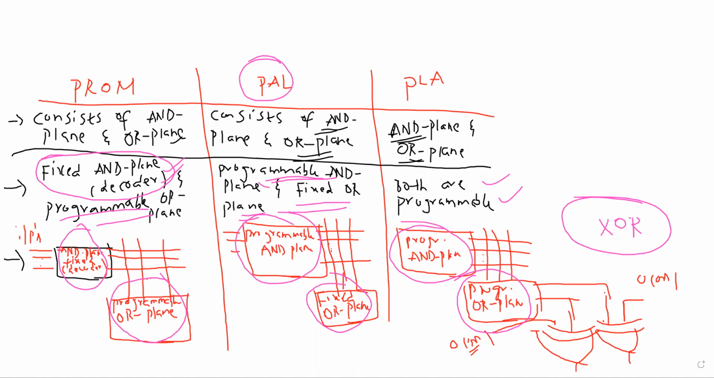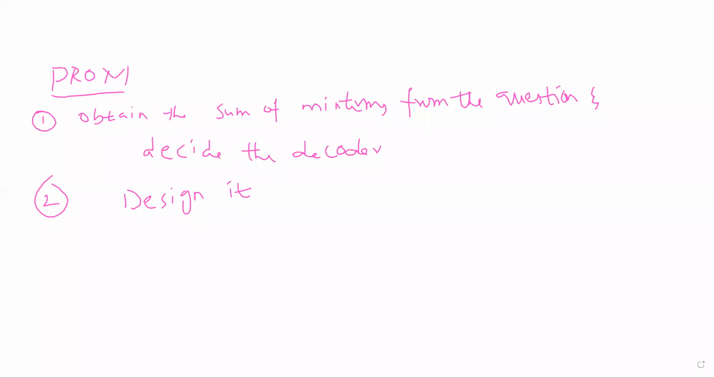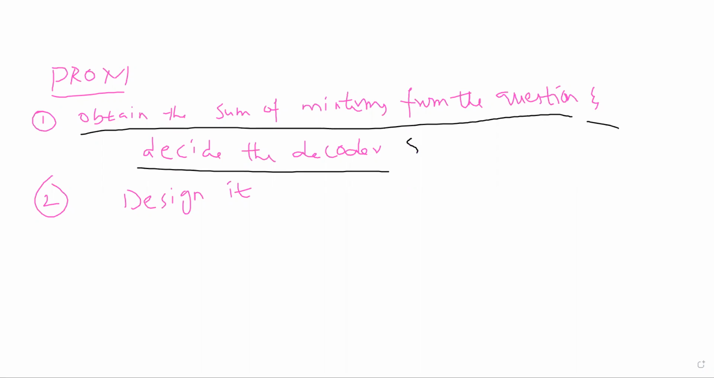Now we will see the implementations step by step. I will start with the PROM. What are the steps in programmable read-only memory? We have to obtain the sum of minterms from the question, and we also have to decide the size of the decoder. That is a very important point. Now we will see some examples based on this.